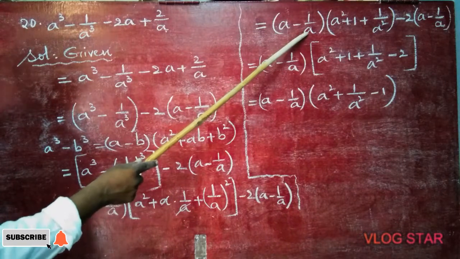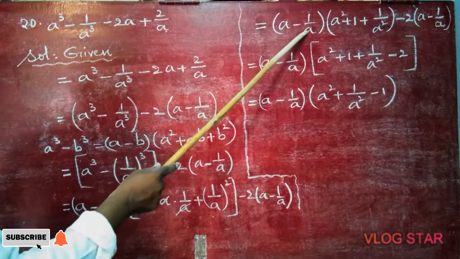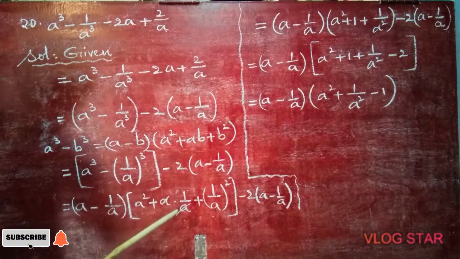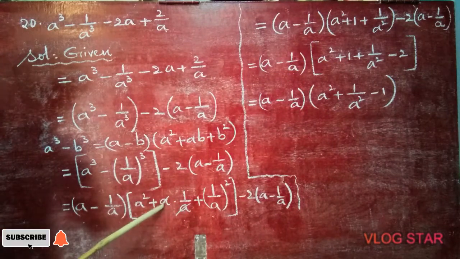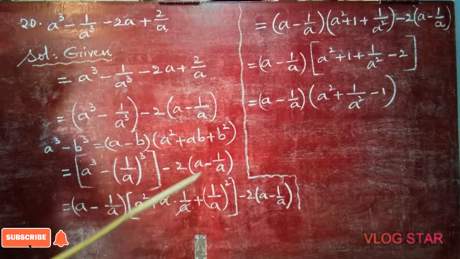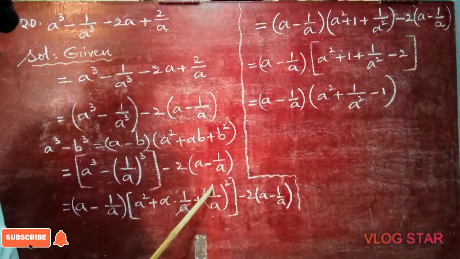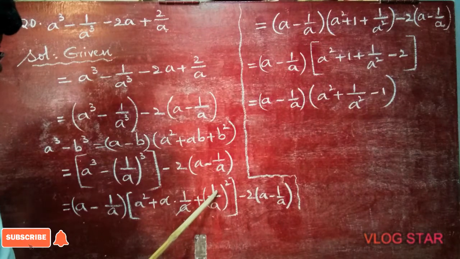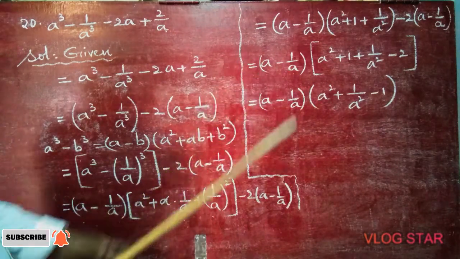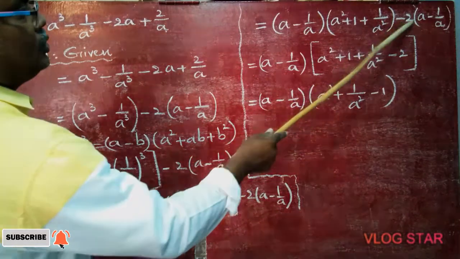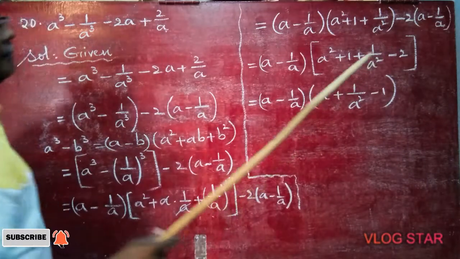Now a into 1 by a minus 1 by a into a square plus 1 how you got? A get cancelled, 1s are 1 plus 1 square means 1 only, a square. Here 1 by a whole square, 1s are 1 only, here a square. Don't forget this last term, second term, minus 2 into a minus 1 by a.